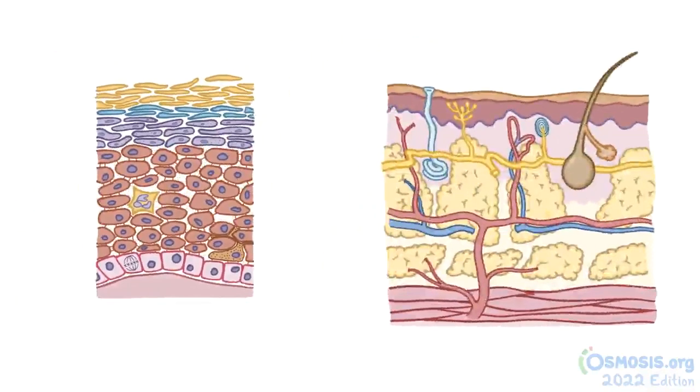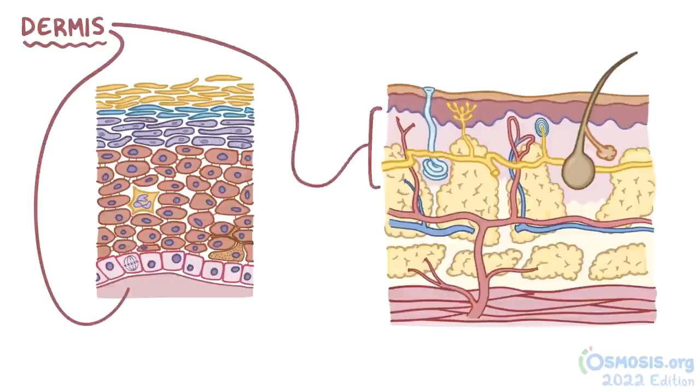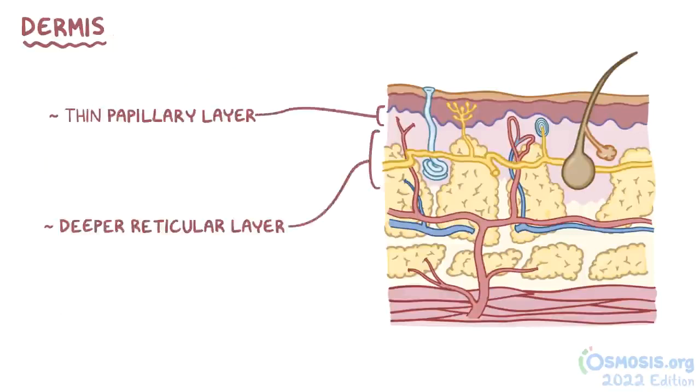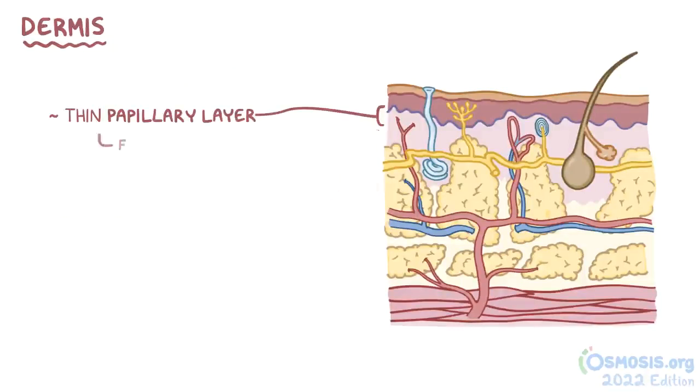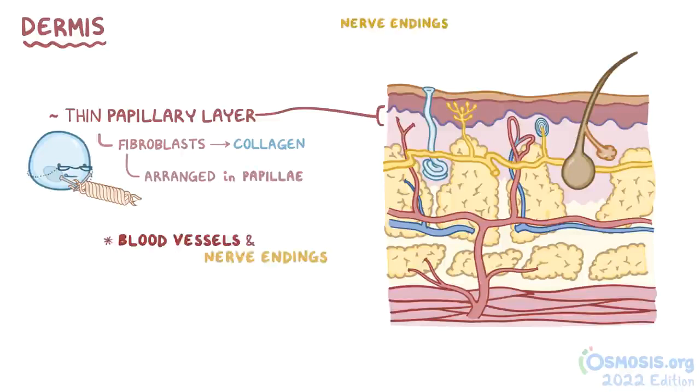Underneath the epidermis is the thicker dermis layer that contains the nerves and blood vessels. But the dermis is divided into 2 layers, a thin papillary layer just below the epidermis and a deeper reticular layer. The papillary layer contains fibroblasts, which produce a connective tissue protein called collagen. The fibroblasts are arranged in finger-like projections called papillae, each of which contains blood vessels and nerve endings. Nerve endings found in this layer sense pain and fine touch, which allows you to feel something like a feather touching your arm.